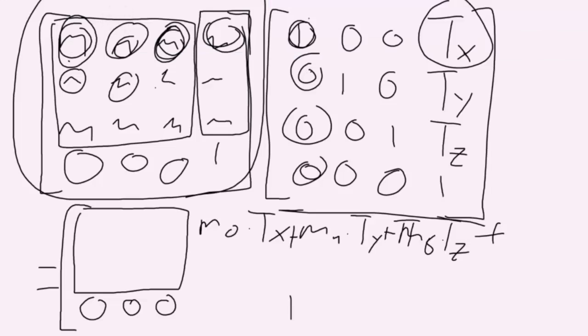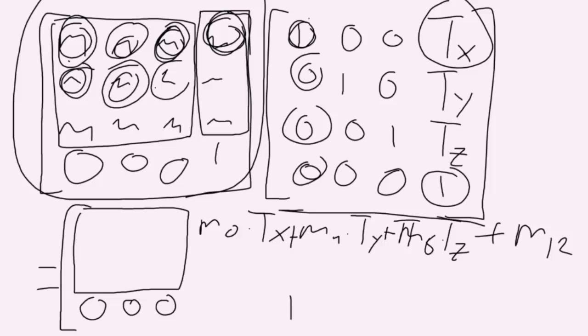times tz plus this value here times 1, so that's m12. And then the rest of them will be the same. We'll have m1 times tx, we'll have m5 times ty, we'll have m9 times tz, and then m13 times 1, so we can go down that.